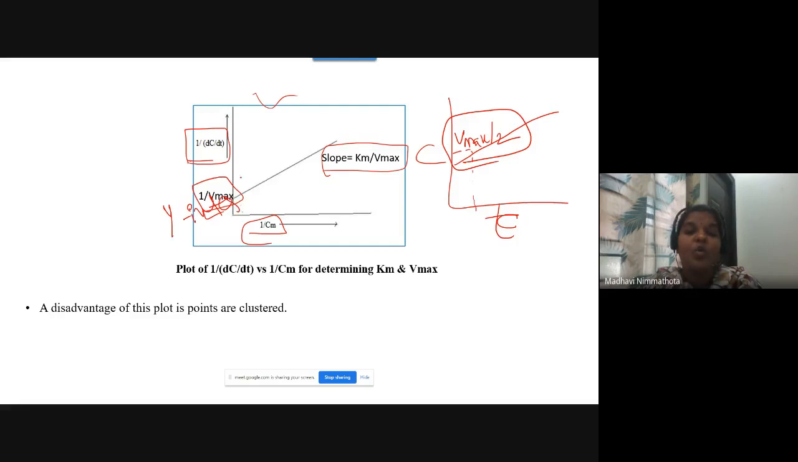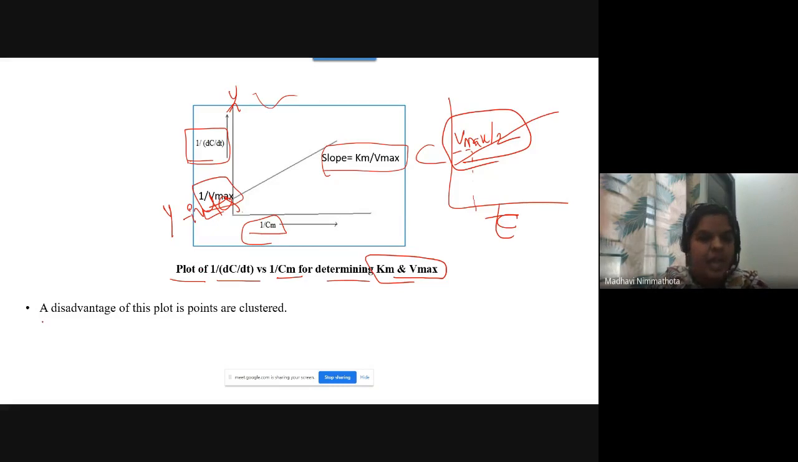Intercept means what? The point at which the line joins the axis. This is your y-axis, right? So this is called the intercept. Here your y-intercept is 1 by Vmax and the slope is Km by Vmax. It's a very simple graph, so you should learn it. Okay, so this is a plot of 1 by dC by dt versus 1 by Cm for determining Km and Vmax. Once again, I am telling you, your textbook is not at all clear. I struggled a lot to draw all these things, so you have to remember it like this.